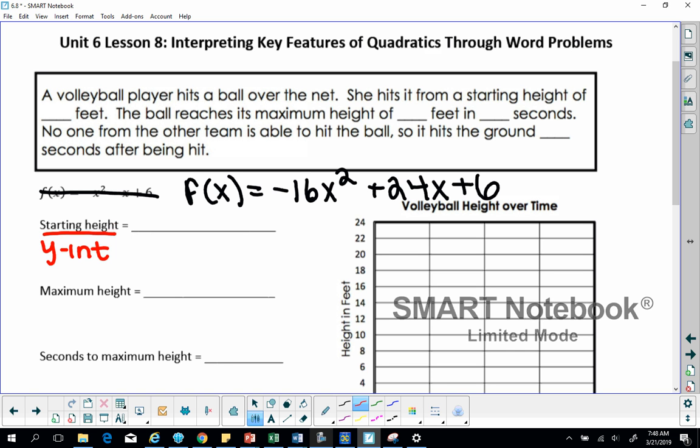This is in standard form. What number is my y-intercept? You can type it in your calculator, but you should be able to see it looking at it. 6. Remember, it's your constant. So 6 is your starting height. So I would go right here at 6, and here's the ball, and that's her starting height. So right here, starting height of 6 feet.